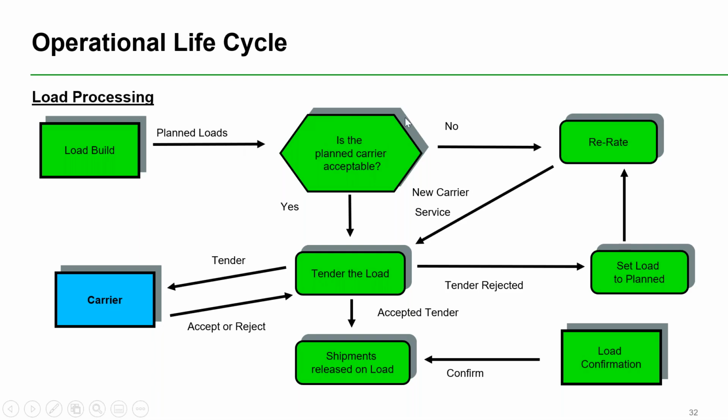Now we rate the load. We planned the carrier, service, and equipment, everything. We are informing the carrier; that is called tendering, so we tender the load. The tender goes and the carrier replies, either accepting or rejecting. If he accepts, the shipments are released.